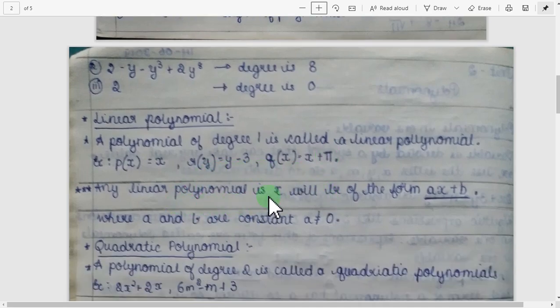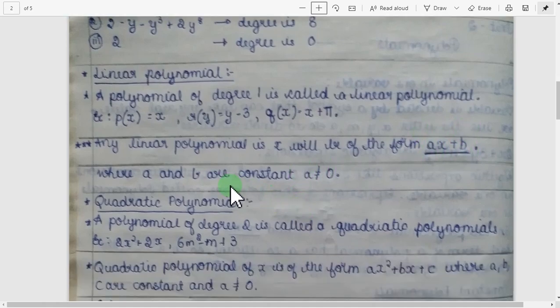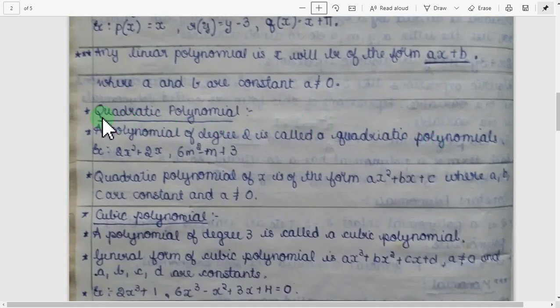Any linear polynomial will be of the form ax plus b. This is the general form, ax plus b, where a and b are constants, meaning a and b are numbers. In the place of x, any alphabet or any variable we can take, not always x.